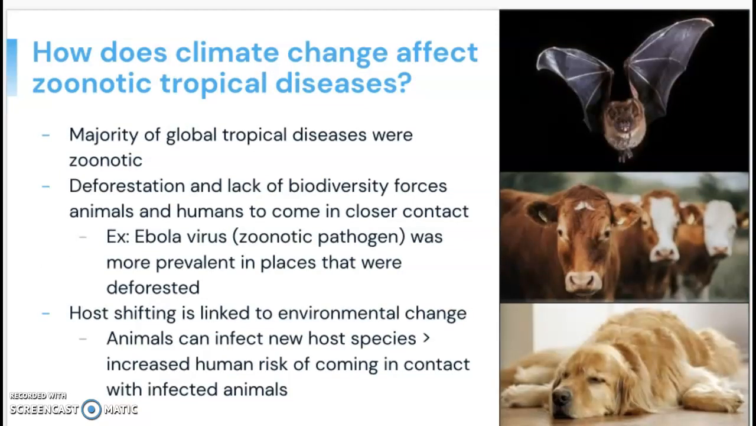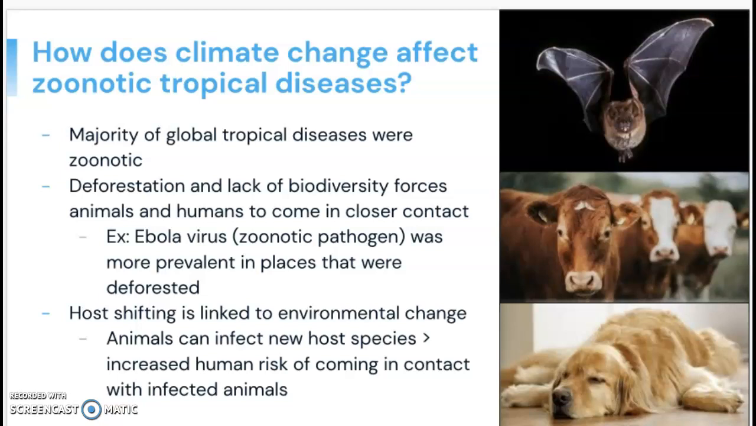Last but not least, zoonotic diseases. So climate change will also have a huge impact on these diseases. After all, in the last 80 years, the majority of the global tropical diseases were zoonotic, meaning that they were transmitted from animals to humans. Even though zoonotic diseases are already very common, deforestation will continue to make it worse.